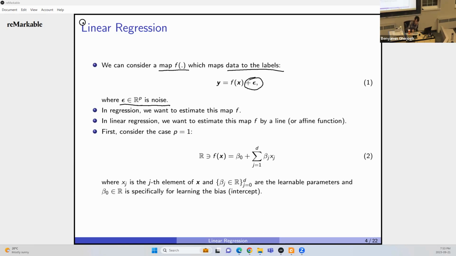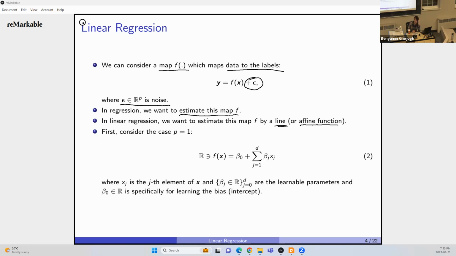So in regression, we want to estimate this map, f. In linear regression, we want to estimate this map by a line or an affine function. When I say line, I mean hyperplane. In 2D it's a line, in 3D it's a plane, in 4D you need to imagine it, it's a hyperplane. It's linear, but as I might have an intercept, let's call it an affine function.